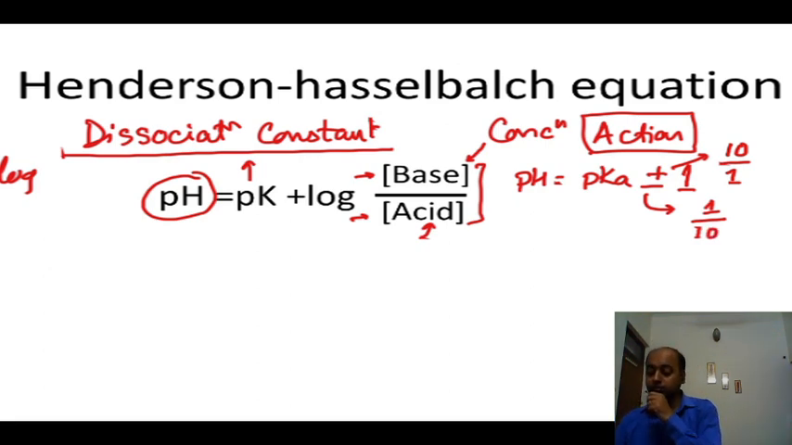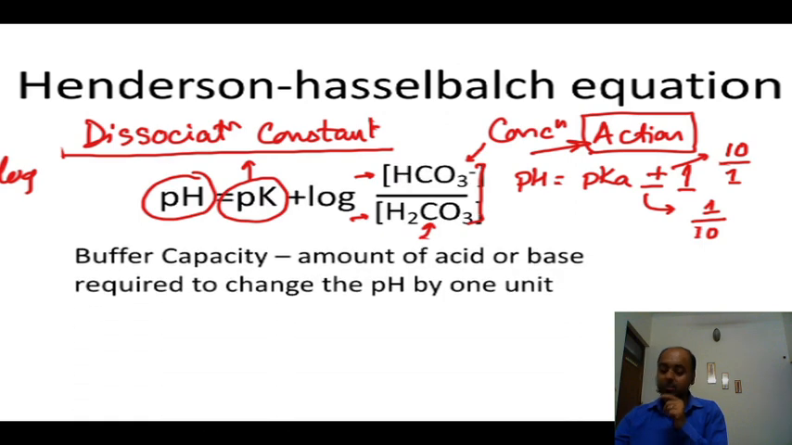Alright, so the range in which a buffer will have a good action depends on the pK, typically for most of them, and 1 pH more than pK, 1 pH less than pK is the range in which the buffer will have the good action. So one parameter that we have to describe is the buffering action. Alright, second thing that you have to describe is the buffering capacity. What is buffering capacity? The amount of acid or base required to change the pH by 1 unit.